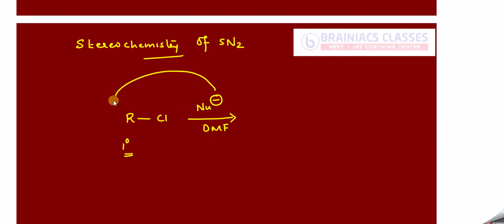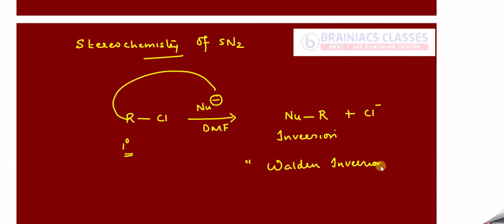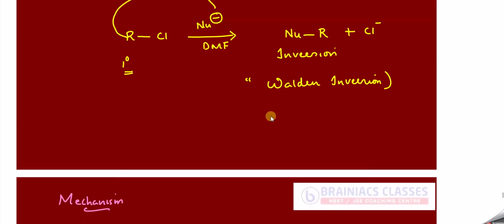The Nu minus will attack from the back side and you will get Nu-R like this and Cl minus. So what has happened here? A backside attack has happened. In other words, after the reaction, inversion is happening to the compound because the nucleophile attacks from the backside. Such a type of inversion is called Walden inversion.